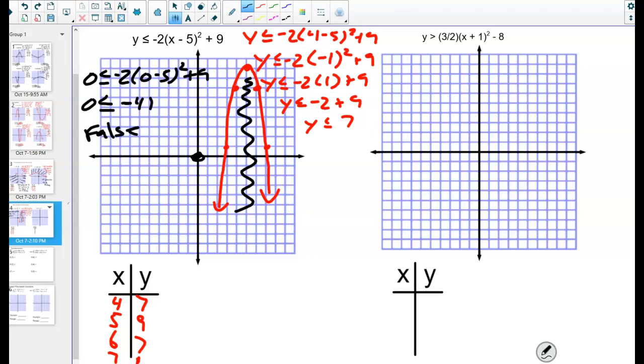Therefore, we shade where the 0, 0 is not. Since 0, 0 creates a false statement, it's not inside the parabola, we're shading outside the parabola.